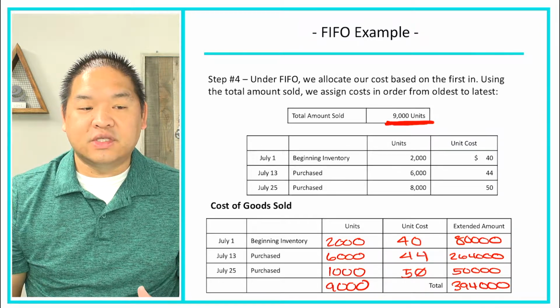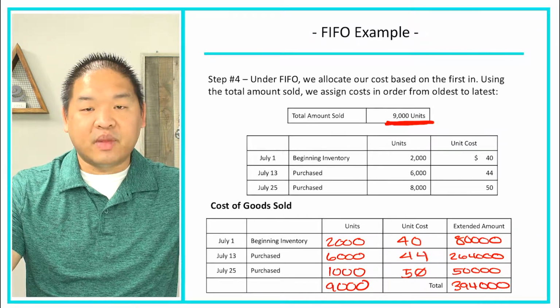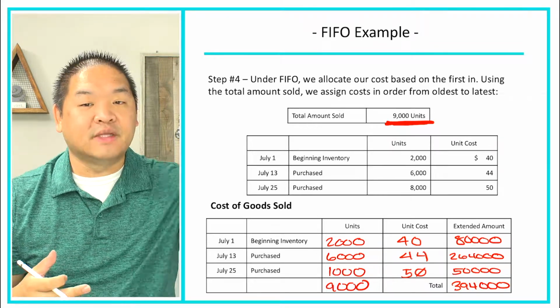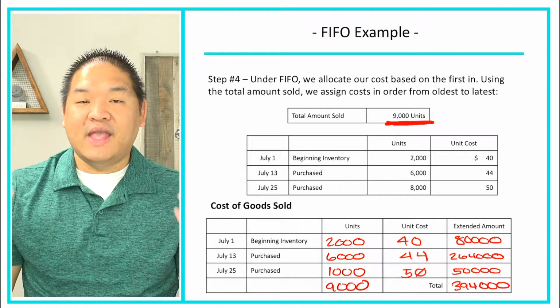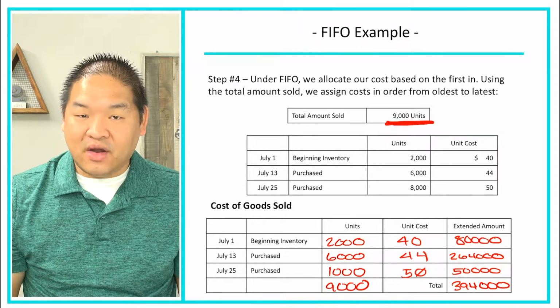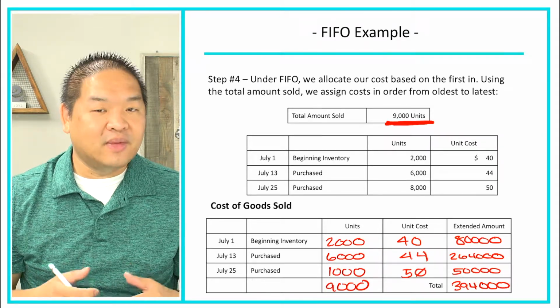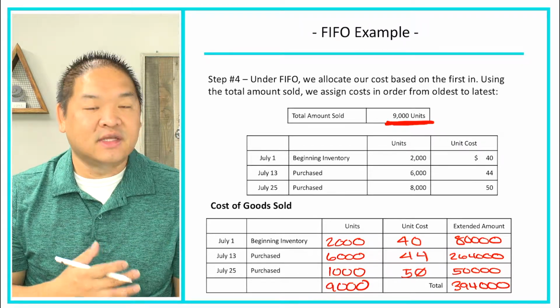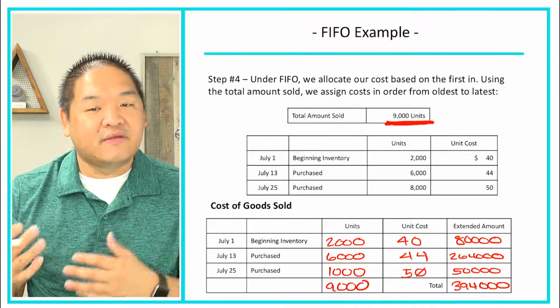Notice again, all I'm doing is taking how much I sold, which is step number 1, and allocating a cost based on FIFO. How do we do that? We start from the top and work away at the bottom. But we can't just assign all 9,000 at $40. We have to assign it based on how many units we purchased at that price. In this case, 2,000 units. Then we work down to 6,000 and then finally 1,000.